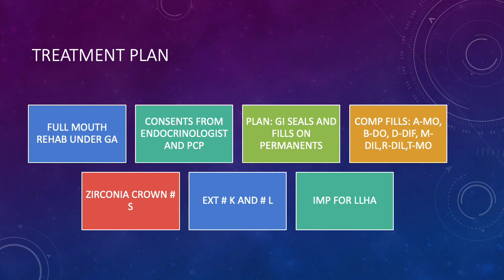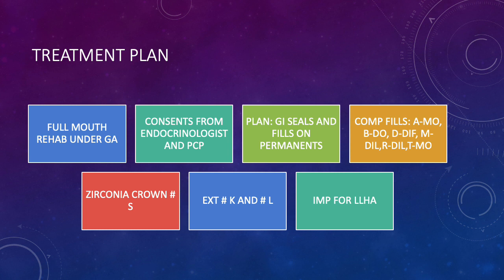Because of the number of times that he eats and because of the quality of his decay, I'm going to recommend glass ionomer sealants and glass ionomer fills on the permanent teeth in order to give them a better chance of remineralization and strengthening the teeth. In the case of the posterior primary teeth and the anterior primary teeth that have decay, I'm opting for composite fillings.